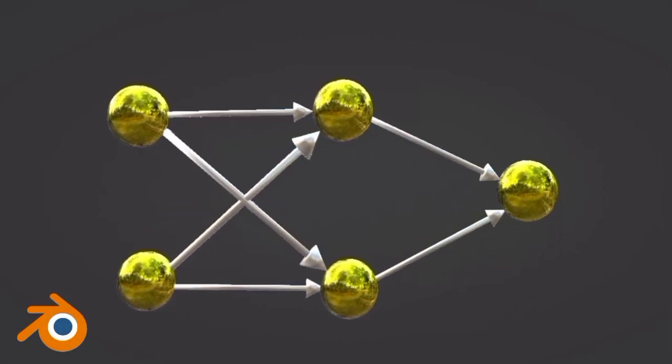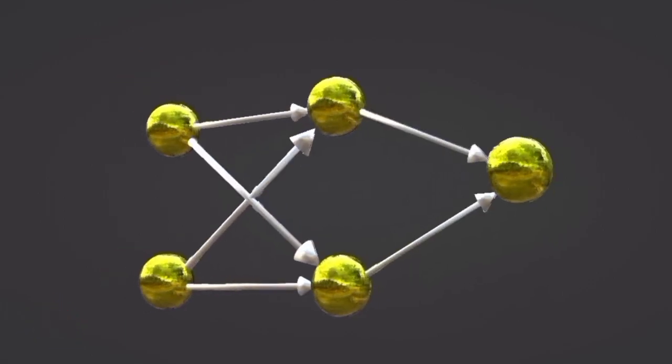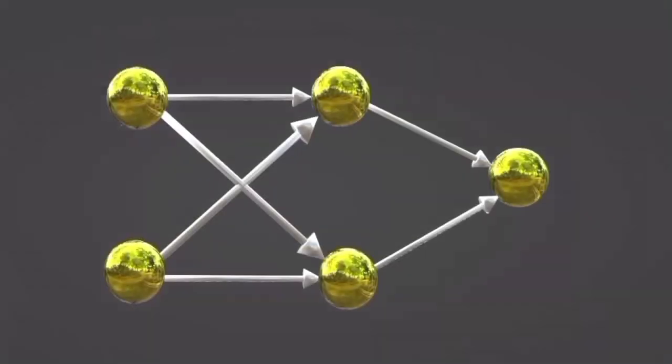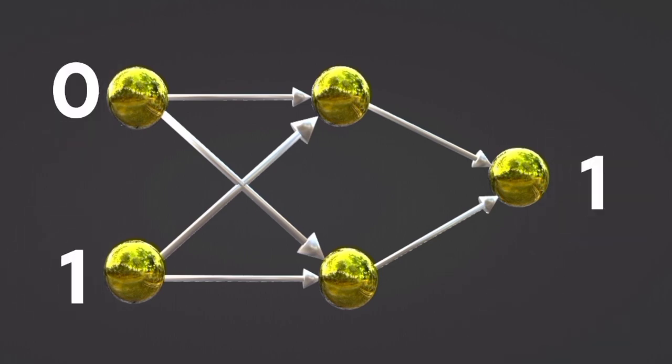This right here is a golden neural network made with Blender. Let's learn how a neural network learns. We are going to go easy there with the XOR operation, where two different inputs produce a high output.